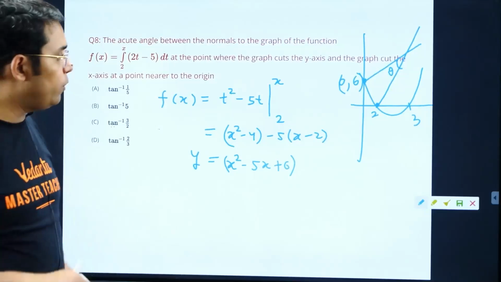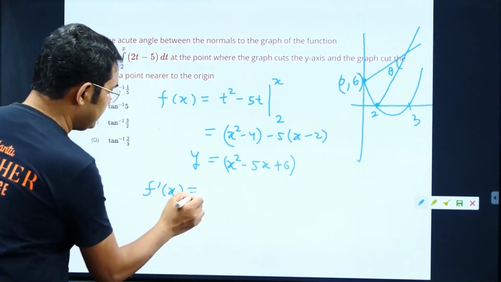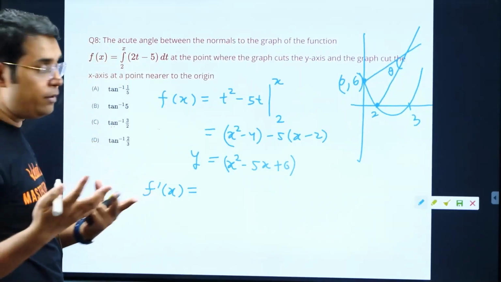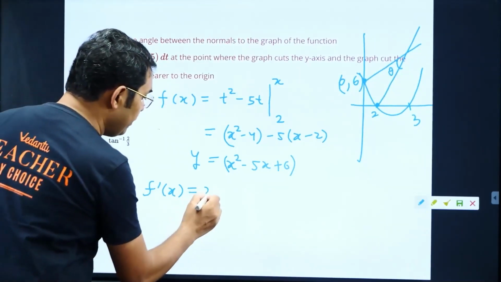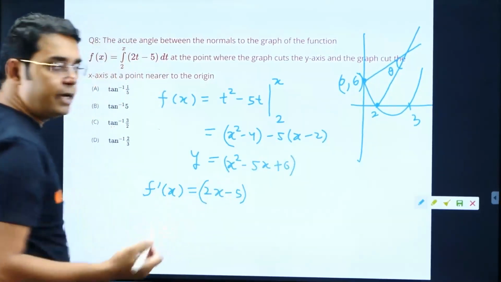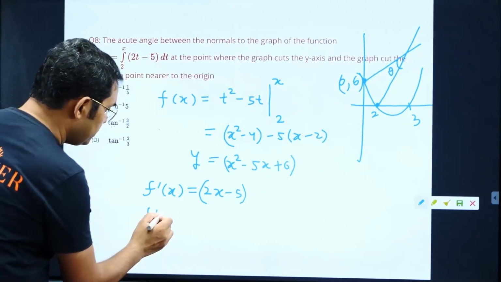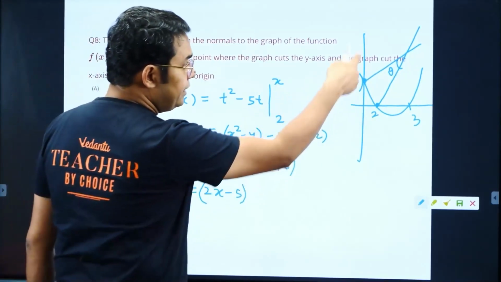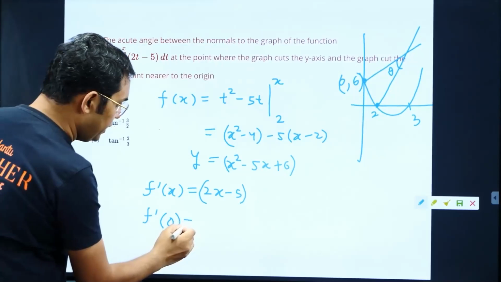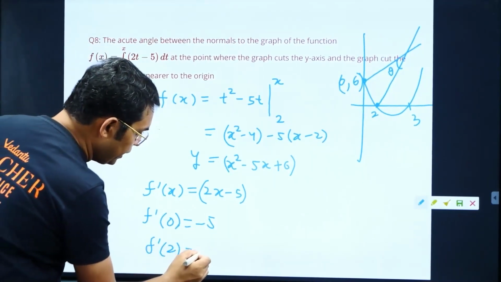To find the slope of the normal, we need to find f dash x. f dash x can be found directly from this relation also, using the Newton-Leibniz formula. It will be 2x minus 5. Or you can differentiate this quadratic also, that gives you the same thing. Now, when it is cutting the y-axis, the value of x is 0, so f dash 0 is minus 5, and f dash 2 is equal to minus 1.